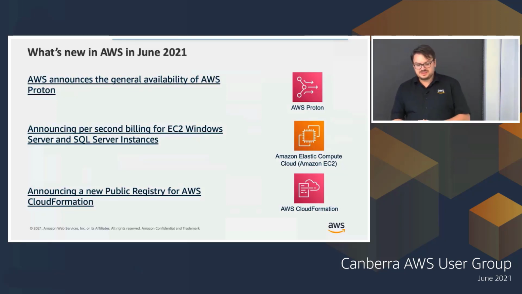Next up is the announcement of per second billing for EC2 instances running Windows and Microsoft SQL Server. Previously, if you were running Microsoft Windows or SQL Server EC2 instances that included their license as part of what you were buying from AWS, these were billed in per hour increments. This was okay for static workloads, but it had some challenges for things like auto-scaling, where you might add instances for a portion of an hour and still be paying for that full hour.